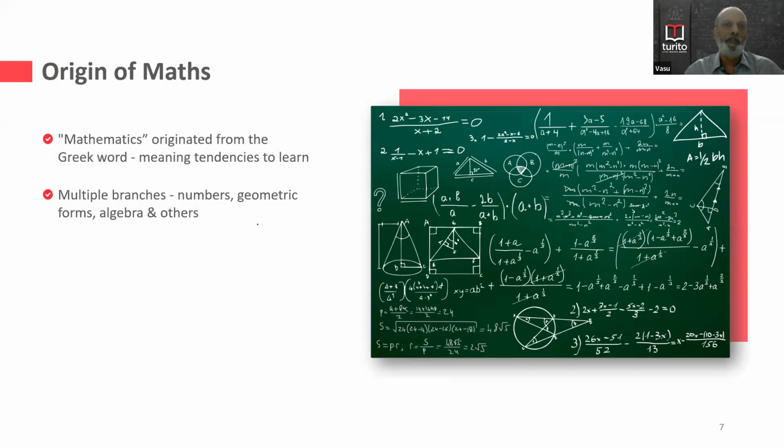Moving forward, now the origin of maths. Mathematics originated from the Greek word meaning tendencies to learn. It has multiple branches: numbers, geometric forms, algebra, and others. Mathematics is a historical subject. It has been explored by various mathematicians across the world for centuries in different civilizations. Archimedes, from the BC century, is known to be the father of mathematics. He introduced formulas to calculate surface area and volume of solids, whereas Aryabhata, born in 476 CE, is known as the father of Indian mathematics.